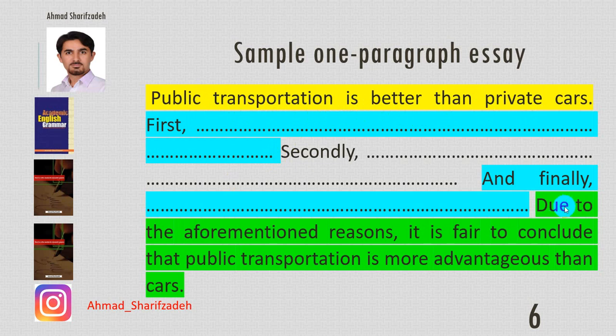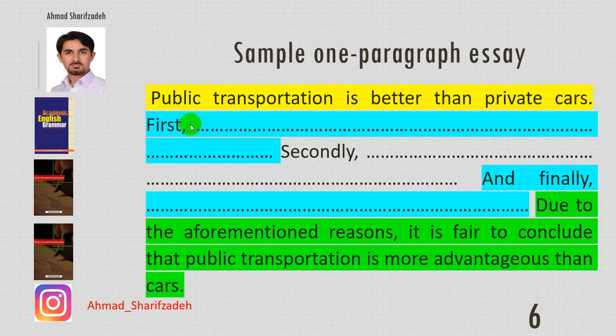And at the end, I wrote, due to the aforementioned reasons, it is fair to conclude that public transportation is more advantageous than cars. This is again repeating the same sentence, okay? Although it is a bit longer than the first, it says the same sentence. Public transportation is better than private cars. Here it is being said that public transportation is more advantageous than cars. Am I right? Then it is the same sentence. The wording is different. Here I rephrase the sentence, but the same concept and meaning is being conveyed.